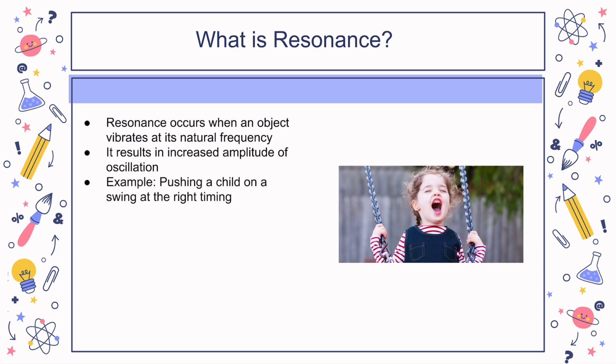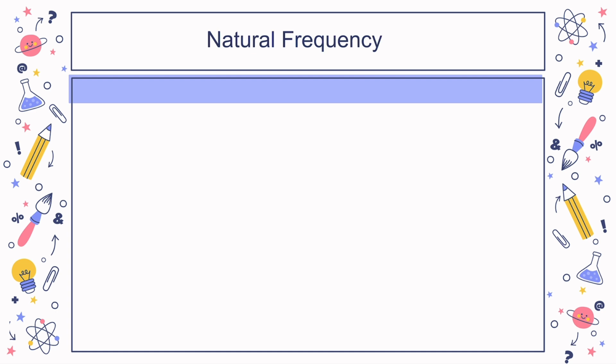So for example, if you think about pushing a child on a swing at the right timing. Sometimes when you push on the swing, it'll actually interfere, but if you push at the right time, the swing arc will drastically increase and they'll keep going in that harmonic motion.